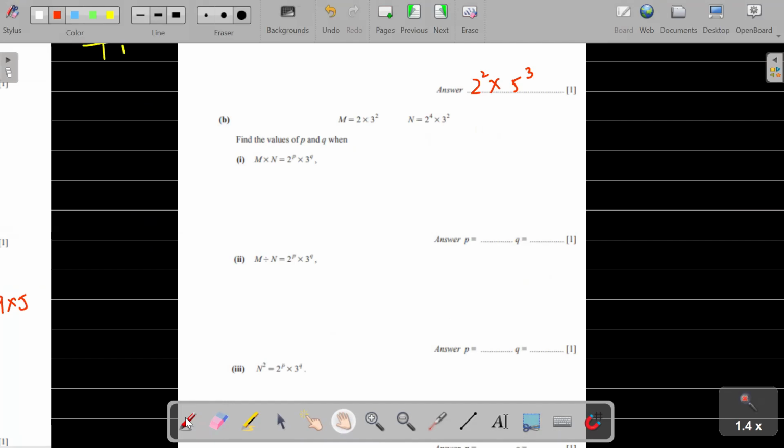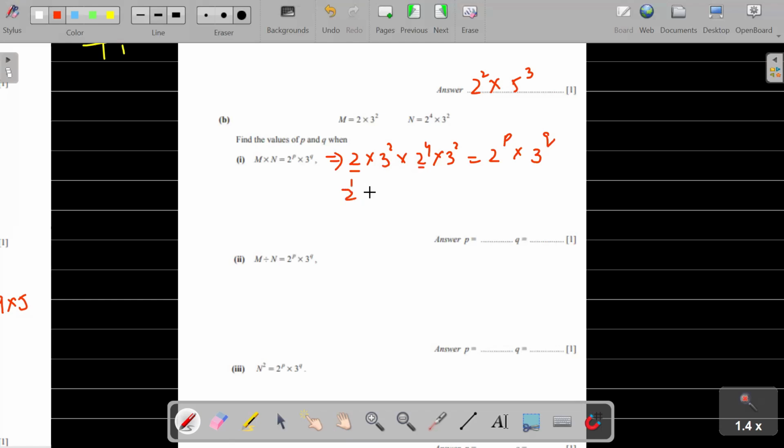Now the next part says: find the values of p and q. Let's write the values. Here M was 2 times 3 raised to power 2, and the value of N is 2 raised to power 4 times 3 raised to power 2 times 3 raised to power q. As we are going to figure out the same variable together, and this is a 1 mark question, I'm still doing this for you so that you are not misled by this step.